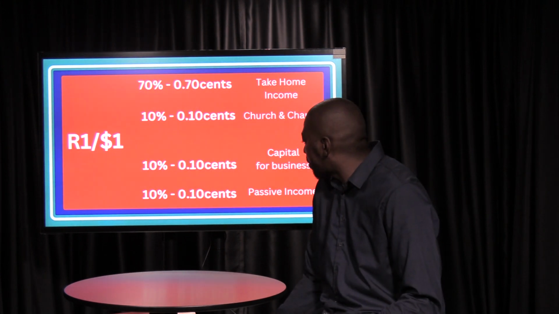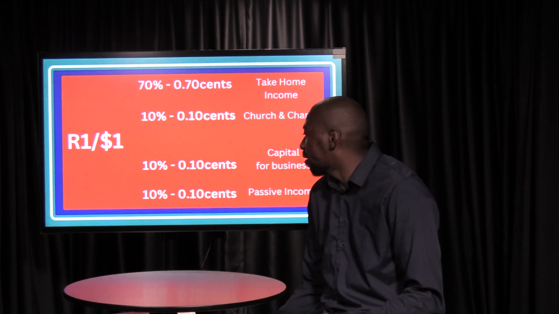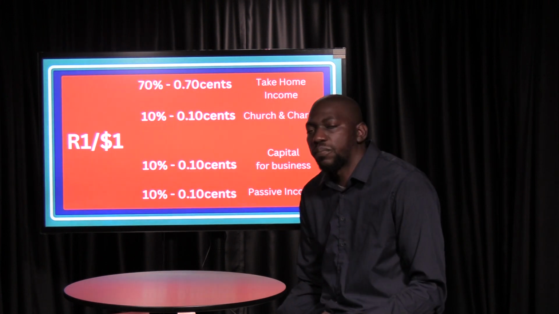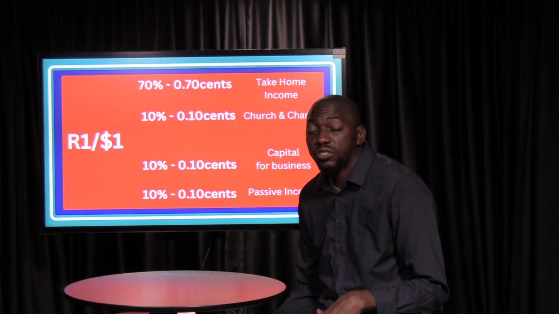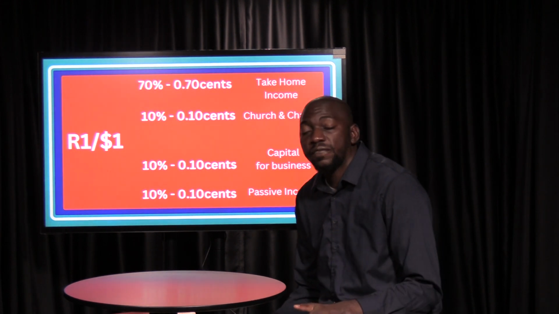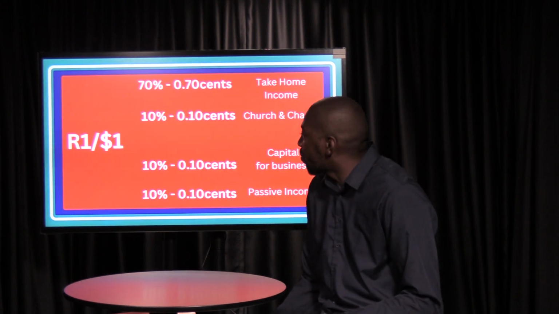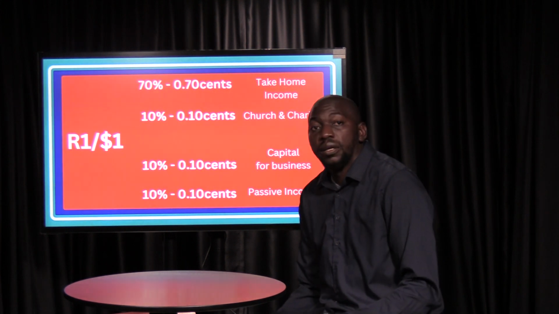Then the last 10% is your passive income. With your passive income, it's 10% that you invest into others. For instance, you can lend to other people and they give you back with interest, or you can invest into another person's company and then get returns. So this is how you spend your 1 rand. If you have been wondering, this is how you do it.